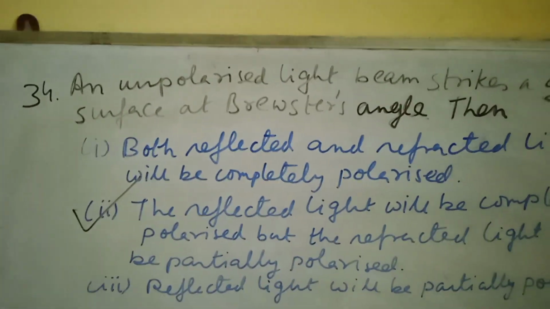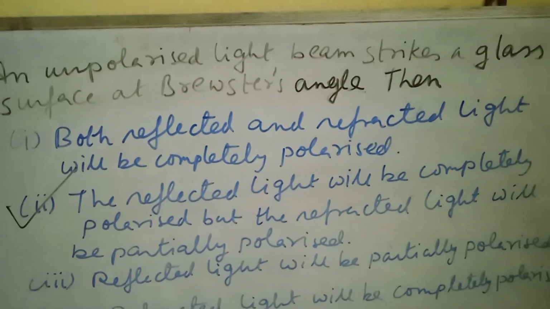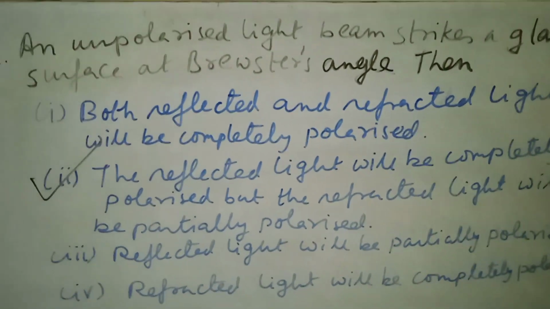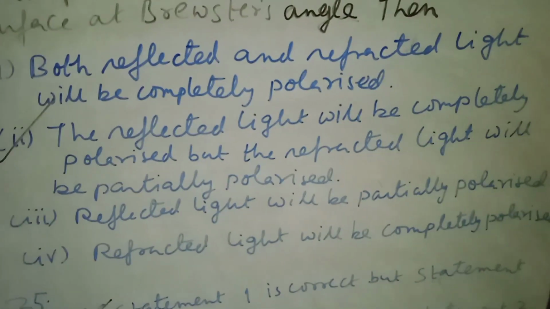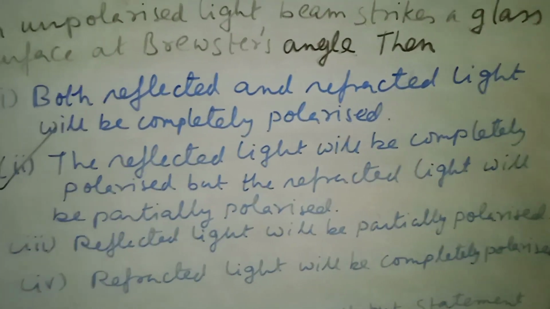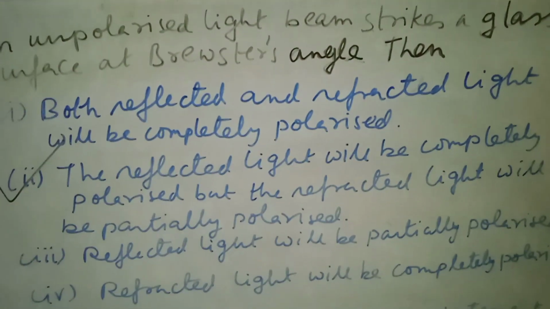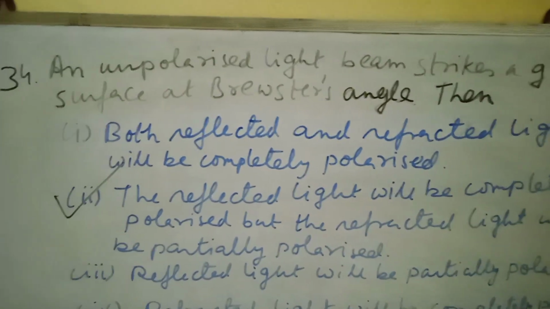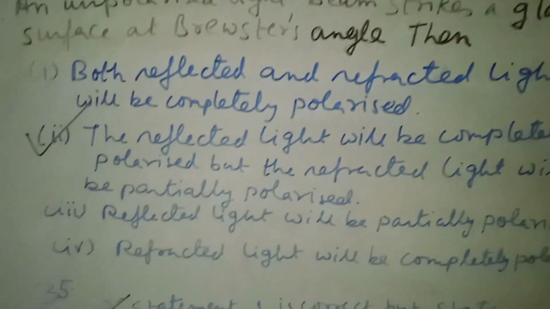Welcome. Question number 34. An unpolarized light beam strikes a glass surface at Brewster's angle. Then both reflected and refracted light will be completely polarized, which is impossible. Number 3, reflected light will be partially polarized, that is also not possible. And number 4, refracted light will be completely polarized, that is also not possible. So the possibility is number 2: the reflected light will be completely polarized, but refracted light will be partially polarized. So option number 2 is correct.